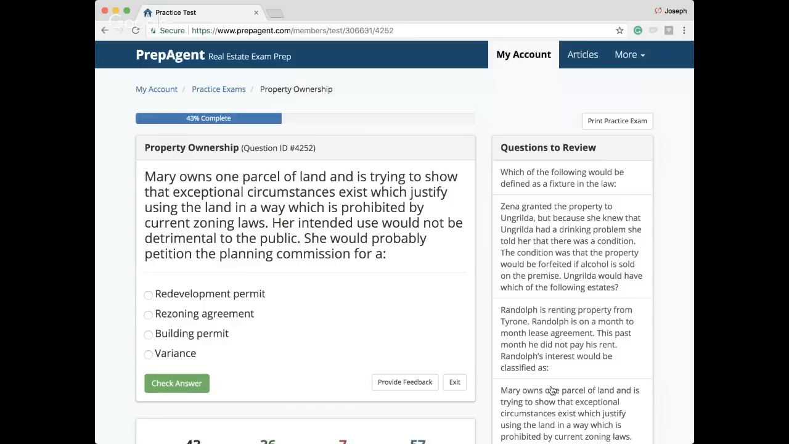Mary owns a parcel of land and is trying to show that exceptional circumstances exist which justify using the land in a way which is prohibited by current zoning laws. Her intended use would not be detrimental to the public. She would probably petition the Planning Commission for a redevelopment permit, rezoning agreement, building permit, or variance. What do you guys think?